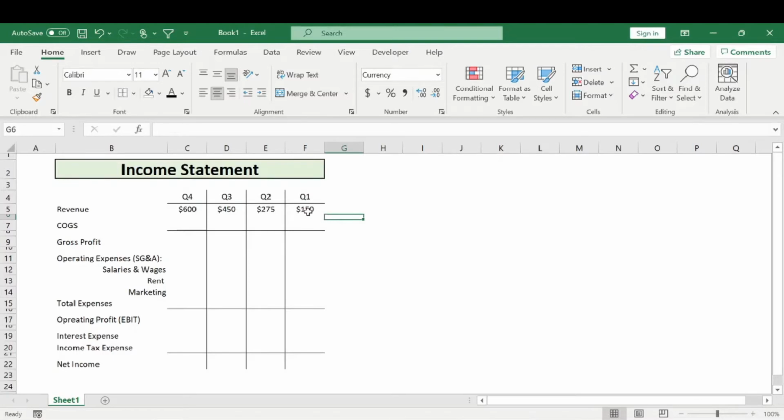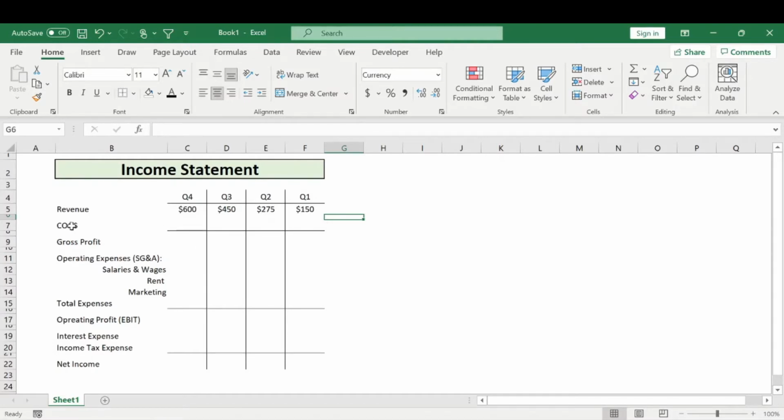But let's say in these quarters, that's not a lot of money, but we're making $150, 275, 450, 600. So that's how much money we made off of selling water bottles. That doesn't include how much it costs to make them or anything like that. Just how much money customers gave us.